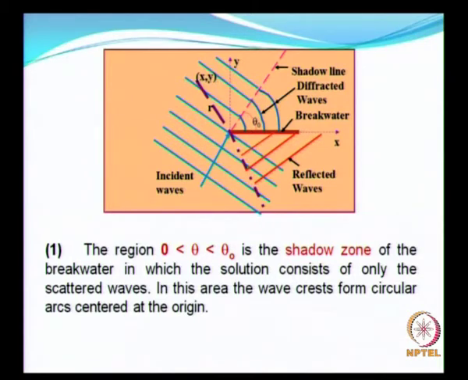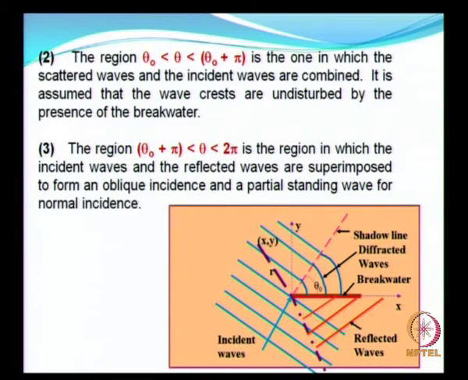So now what is the next zone? So the first zone is theta from 0 to theta naught, which is the shadow zone, presence of only the diffracted wave fronts. So next comes theta equal to theta naught, that is from this to theta naught plus pi. So I am talking about this area.